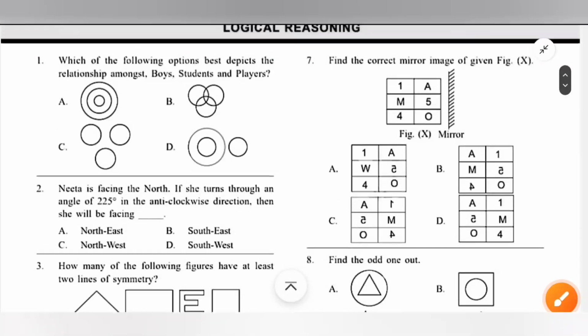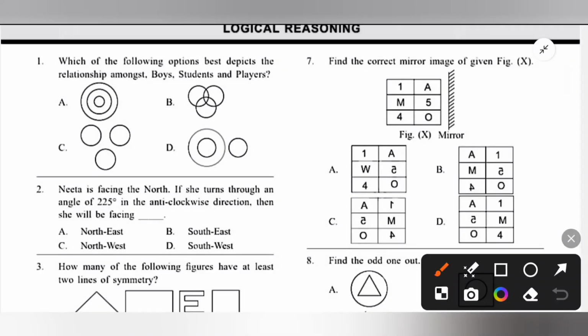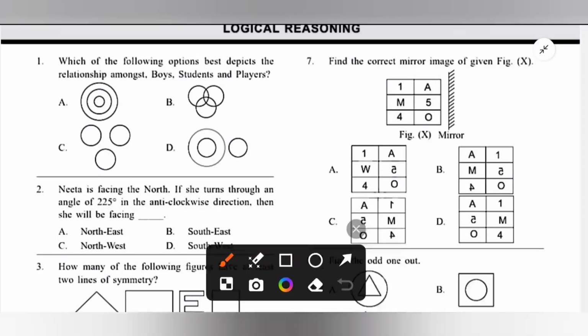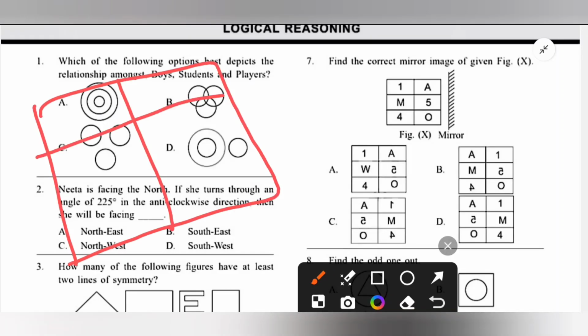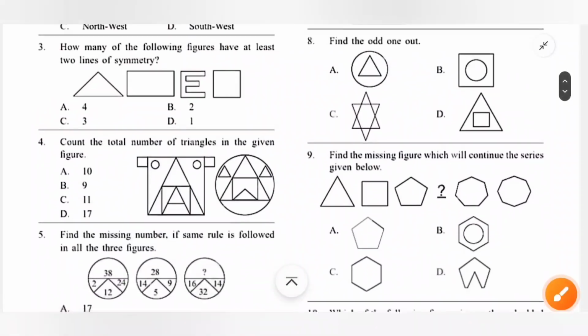Next is the 7th one. Find the correct mirror image of the given figure X. So again, please pause the video and try to find the answer. Okay. So we know the mirror image of A, O and M are the same. Okay. Next, 5 means we will get this one, and then the mirror image of 1 is this one, and then the mirror image of 4 is this one. Okay. So please check the answer. Yes, option C is the correct answer. Option C.